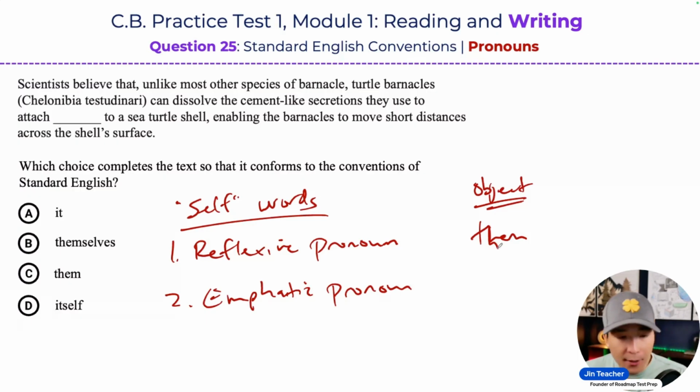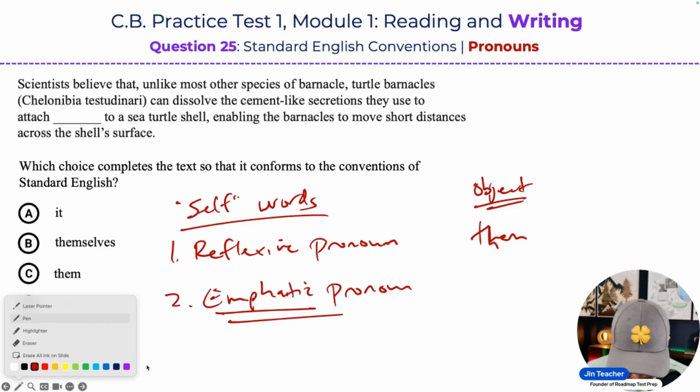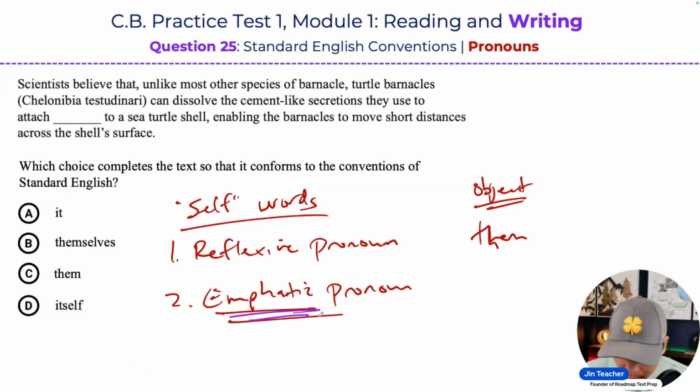But I'm sure not a lot of you are familiar with self words. So I'll teach you the grammar rules for the two types of self words that you might see on the SAT. The first is going to be the emphatic pronoun. The emphatic pronoun is kind of what it sounds like. It just adds emphasis, so it emphasizes the noun. Usually, emphatic pronouns come right after the noun that they refer to or emphasize.